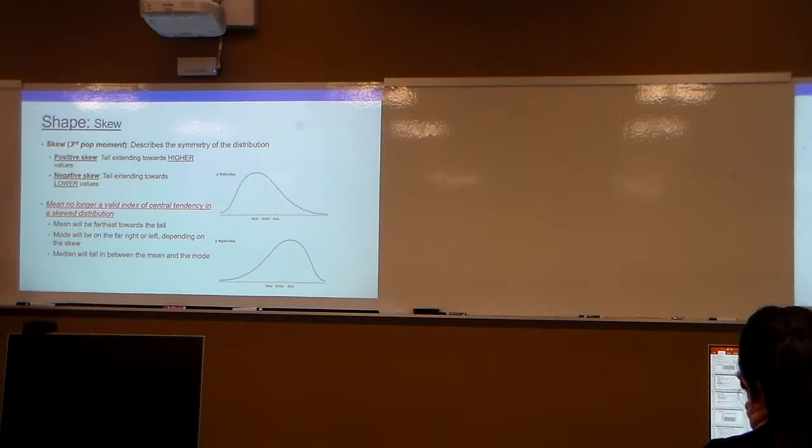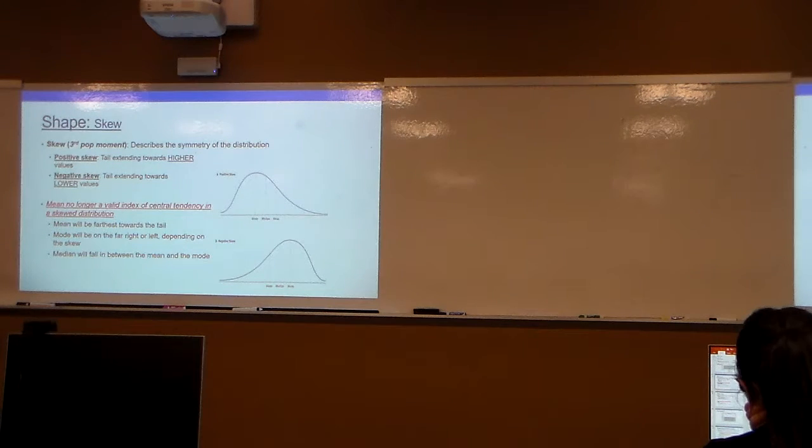As we talked about before, if we have a skewed distribution, if it has a notable skew, and again, this all exists on a continuum, but if it's too much, what ends up happening is that our mean isn't any longer a valid index of central tendency.